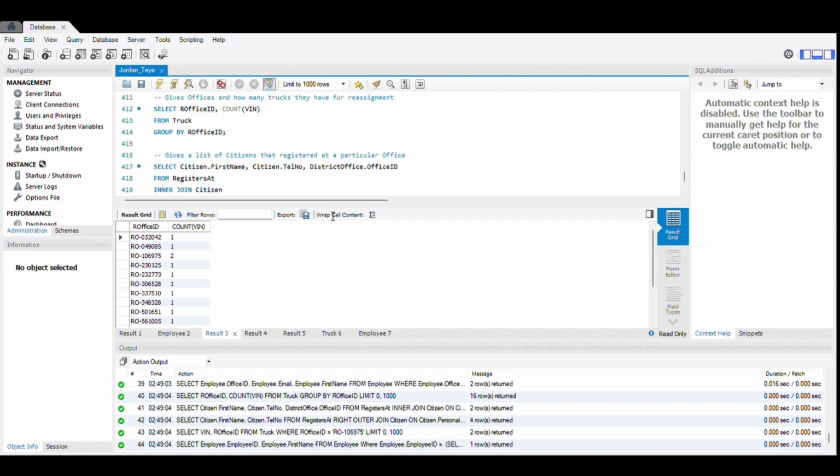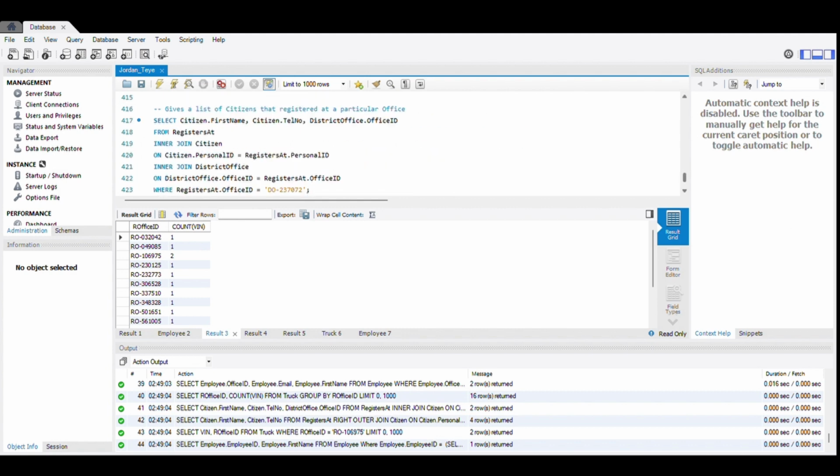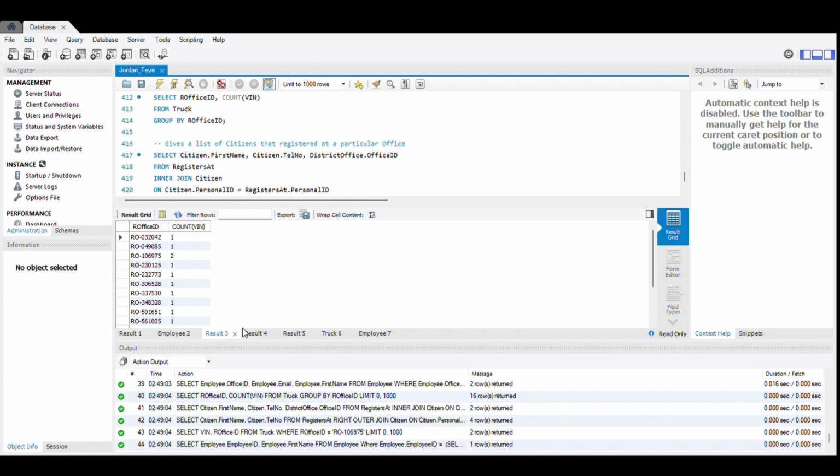Then the next one is how many trucks each regional office has. So there could be instances where we need to reassign the trucks. So maybe this regional office doesn't need all the two, so we can remove one and reassign it to a different one, which is one of the purposes of this.